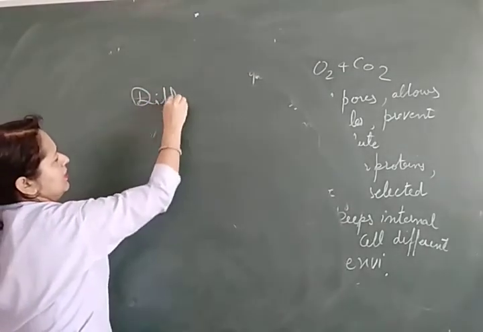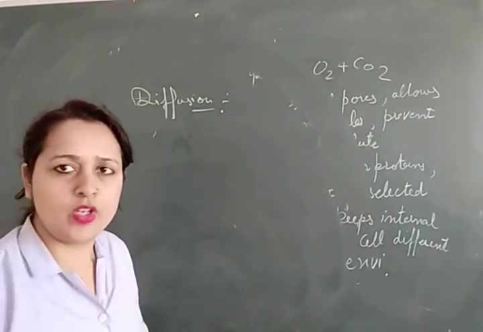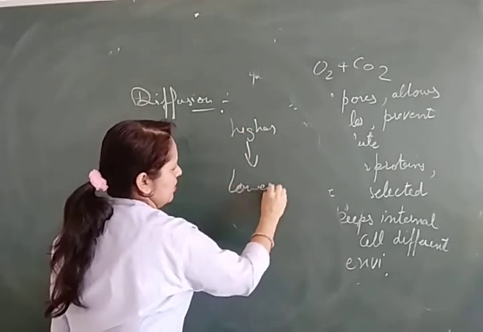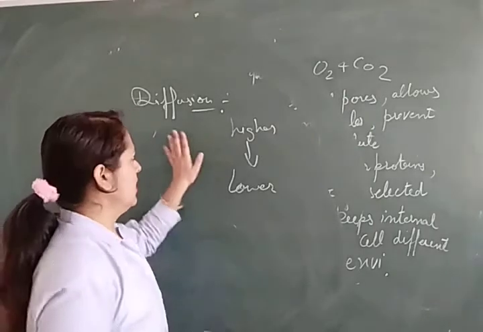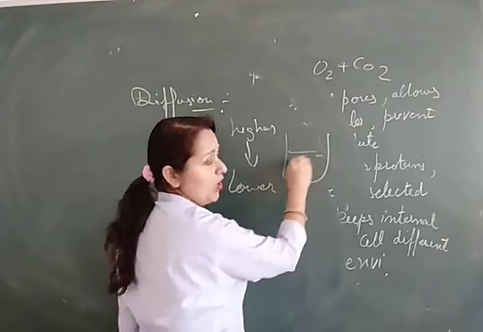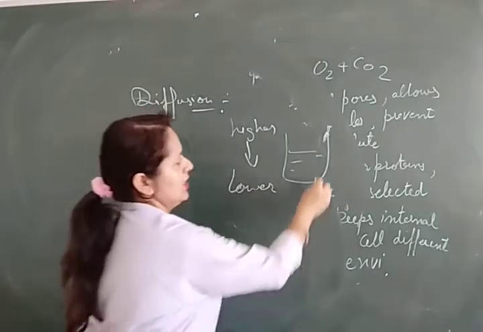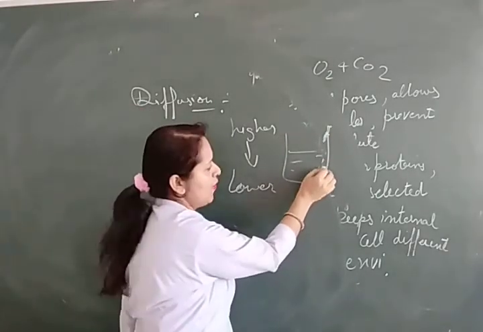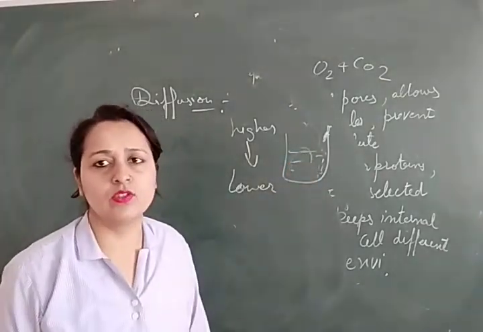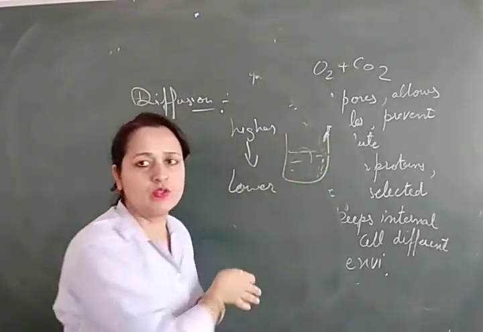Diffusion means movement of ions, substances or molecules from higher concentration to lower concentration. A very good example of diffusion is to take a beaker, fill it with water and put a drop of ink from the side of it. You will see that the molecules of the ink flow from one end to the other and the whole water is covered with the ink. So this is diffusion, when molecules move from higher concentration to lower concentration.